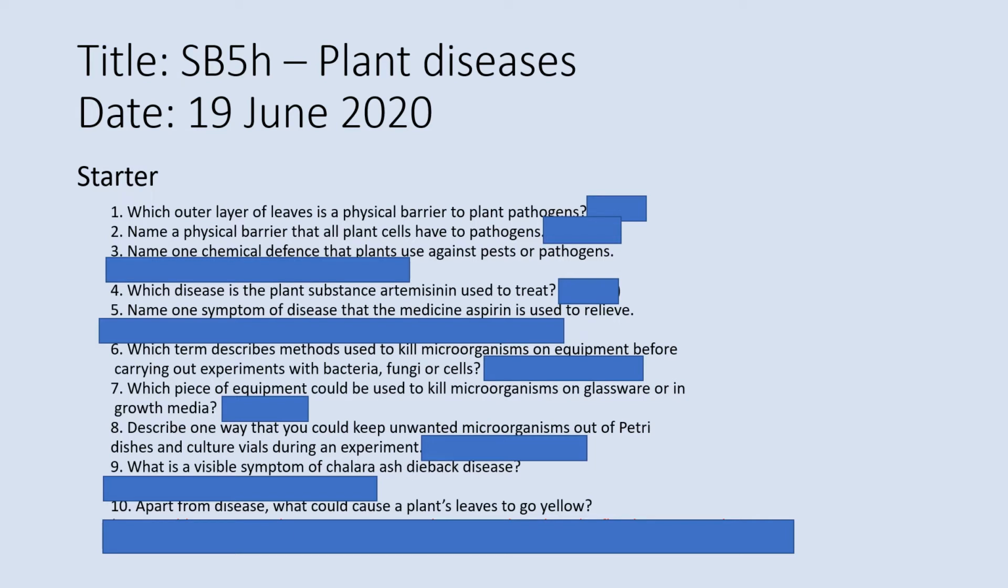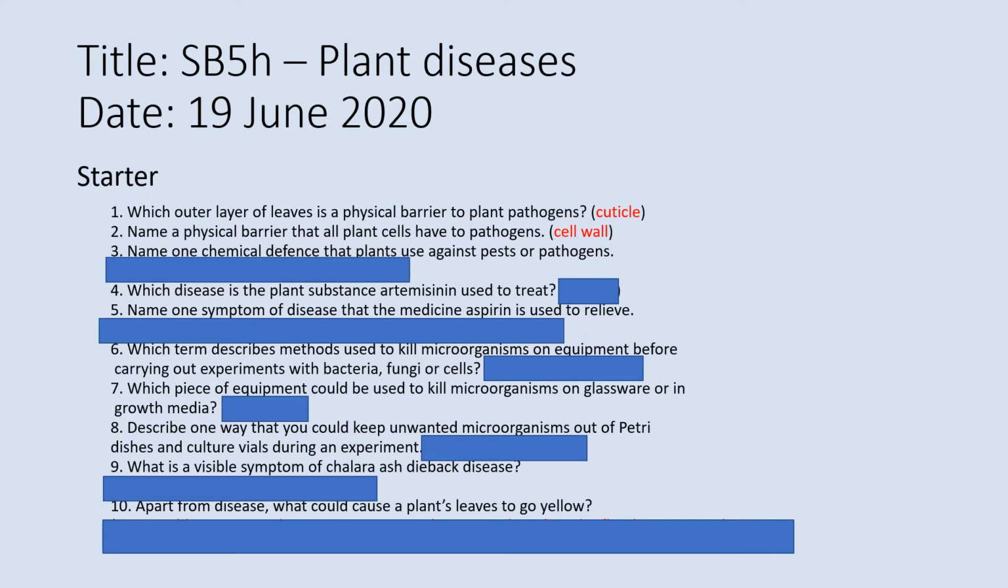Okay, so going through the answers, which outer layer of leaves is the physical barrier to plant pathogens? That's called the cuticle. I'd also allow the epidermis on that one. Name the physical barrier that all plant cells have to pathogens. That would be the cell wall. Remember, it also gives structure to the cells, but we're going to focus on barriers today.